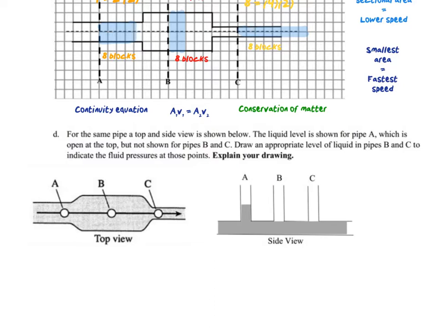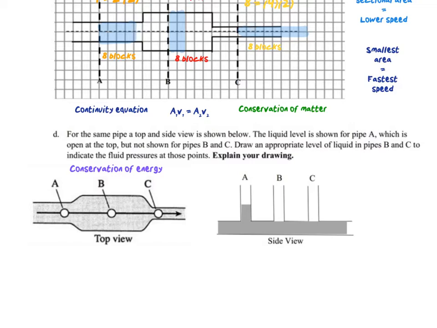which is open at the top, but not shown for pipes B and C. Draw an appropriate level of liquid in pipes B and C to indicate the fluid pressures at those points. Explain your drawing. All right, so we can see that we have to now apply conservation of energy. Whereas we just applied conservation of matter, now we're applying conservation of energy.